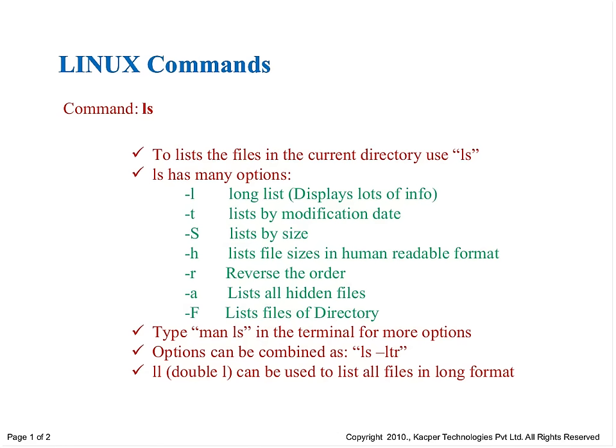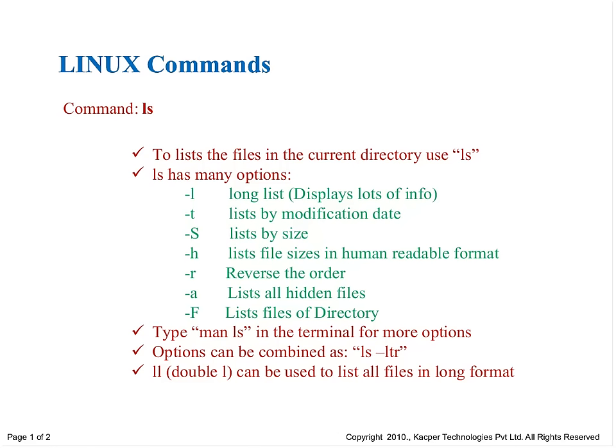And ls also has many options. Again, as I mentioned, the dash -l is one of them, which is the long list, and displays a lot more information. Dash -t lists by modification date, which is very useful because it sorts by the modification date. The dash -t option gives the files from the latest to the oldest modified. We can use R to reverse that order.